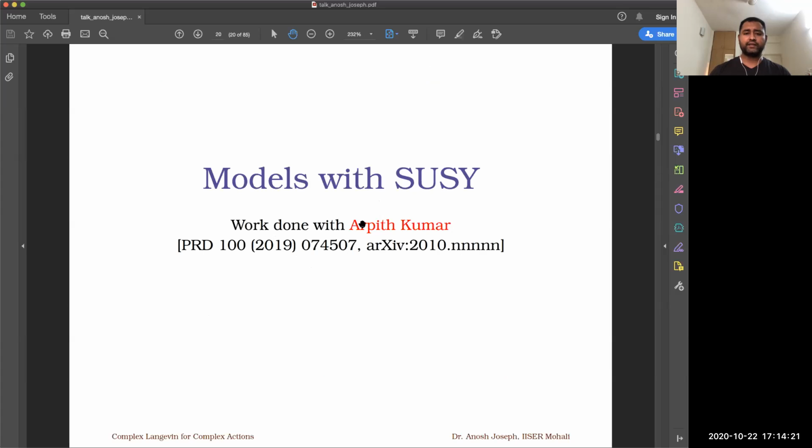So let's apply this to some simple models. Okay, so models with supersymmetry. So this is work done with Arpit Kumar. Arpit is my PhD student at IISER Mohali. So we have one paper out, and another paper is in preparation. It's almost done.